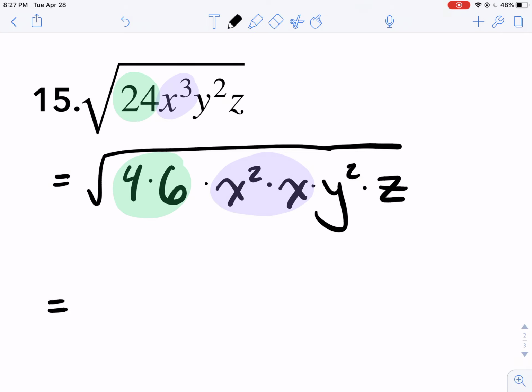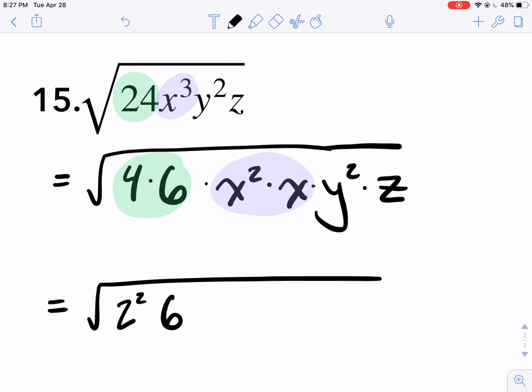Now why did I do that? I split them up because I want to be able to write its factors as squares. I want to be able to pull the perfect squares out of our radicand. So 4 is 2 squared. 6 doesn't have any square factors. X squared is x squared. Y squared is y squared, and z.